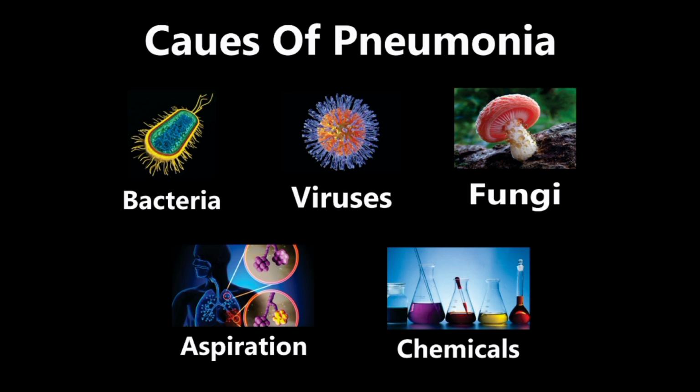Fungi. Fungal pneumonia is less common than bacterial or viral pneumonia, but it can be caused by various types of fungi, such as Histoplasma capsulatum, Cryptococcus neoformans, and Pneumocystis jirovecii. Aspiration. Aspiration pneumonia is caused by inhaling food, liquids, or other substances into the lungs. This type of pneumonia is more common in people who have difficulty swallowing or who have impaired consciousness, such as people with a neurological disorder or who have had a stroke.